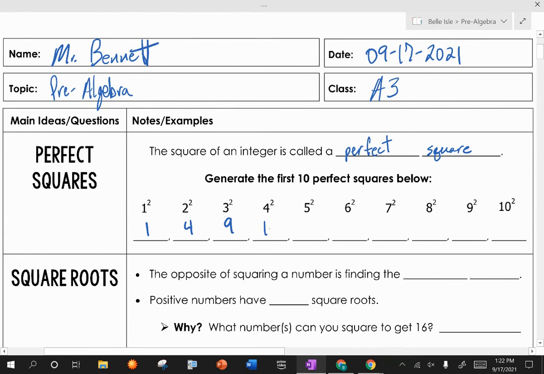4 squared? 16. 5 squared, 25. 6 squared, 36. 49. 64. 81. And 100. I got it right.